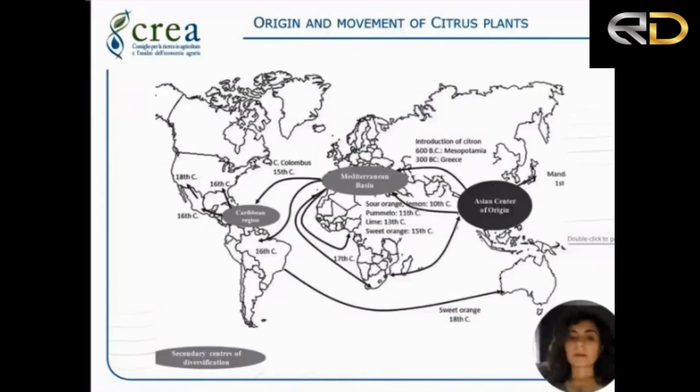About the origin and movement of citrus plants, we know that they originated in the center of Asia, and afterwards spread in the Mediterranean basin and later also in the Americas. This diffusion has led to the spread of many diseases and insects which are associated with the movement of plants.